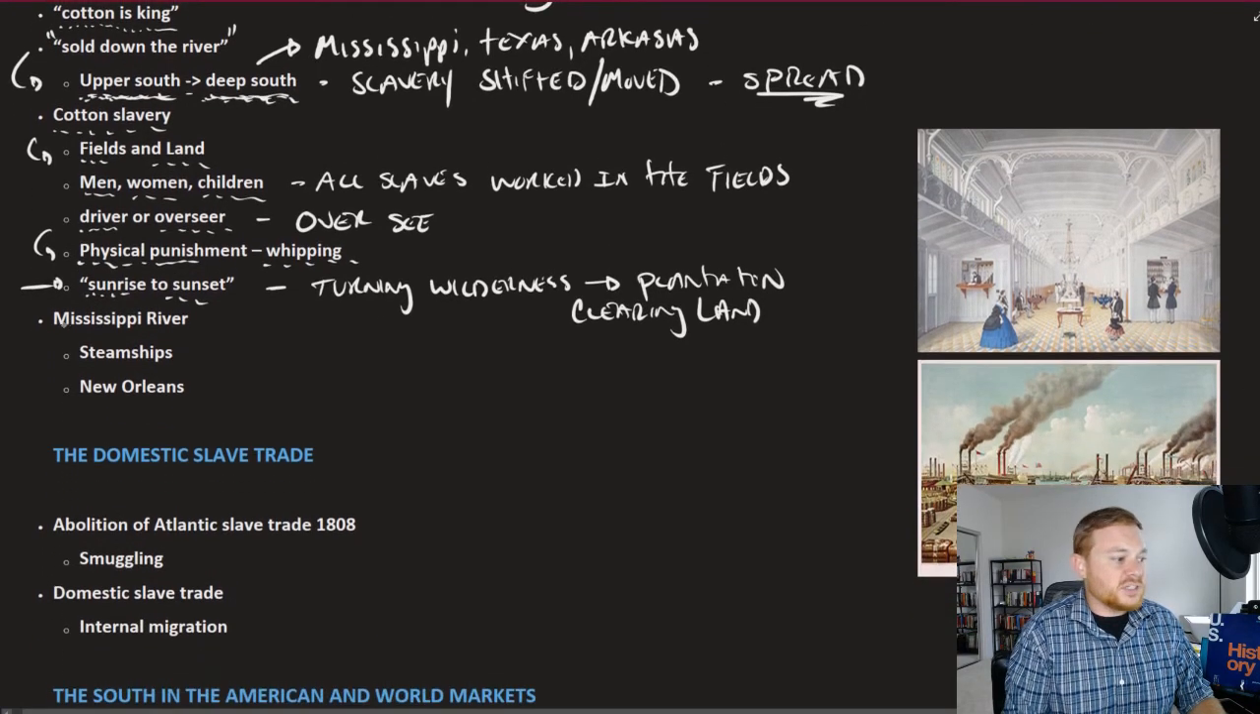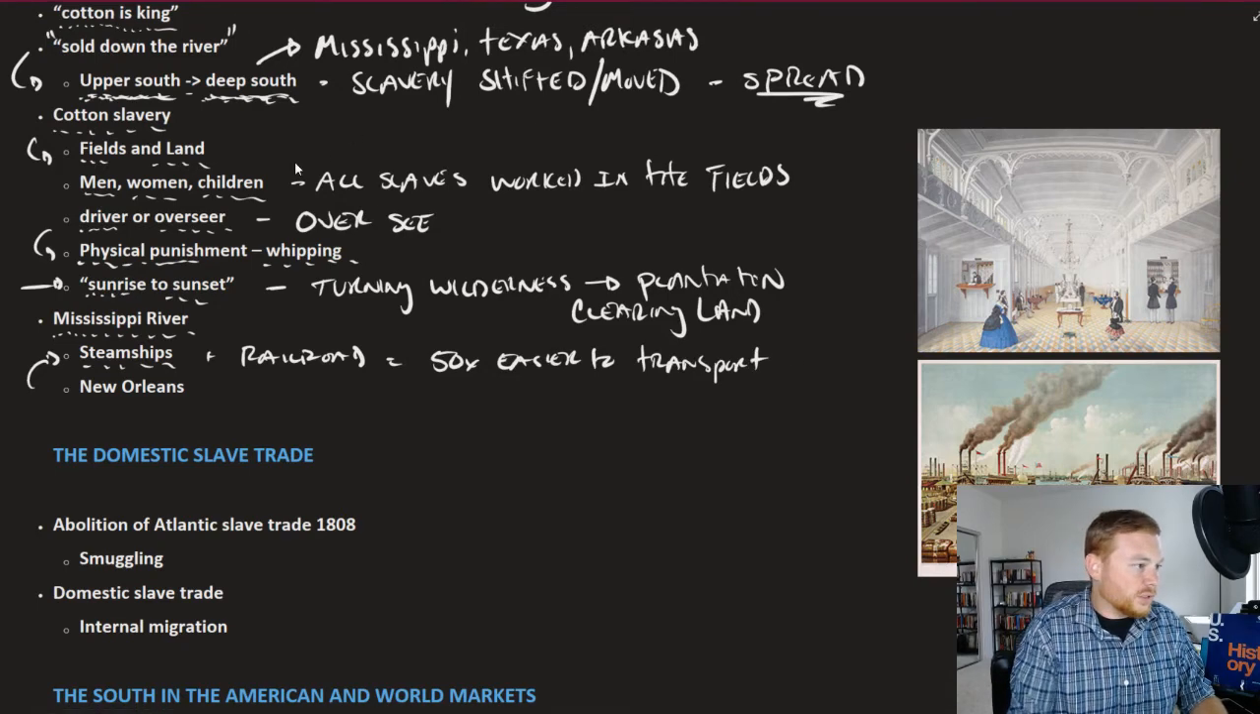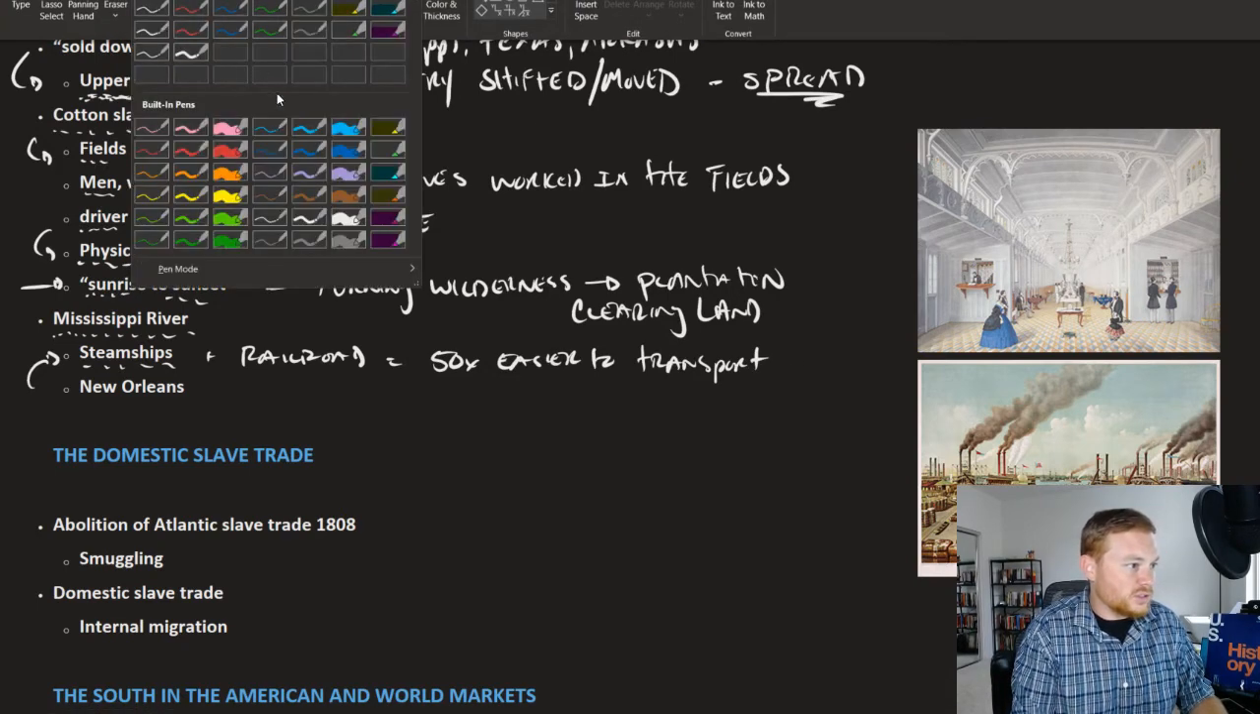In terms of the South and how cotton was transported, again, another innovation helped make the transport of cotton much easier, the steamship. We might also add the railroad. And we can say that maybe this made it 50 times easier to transport cotton. And so you're beginning to see, once again, I'm gonna just use a different color to sort of mark this distinction.